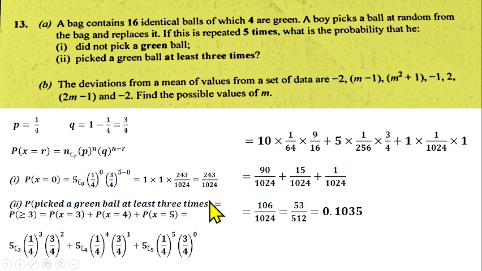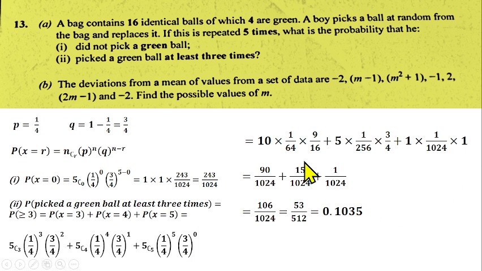If you simplify that further, you'll be having 5 combination 3 is 10, 1 over 4 raised to power 3 gives us 1 over 64, then 3 over 4 raised to power 2 gives us 9 over 16, plus 5 combination 4 is 5, times 1 over 4 raised to power 4, which is 1 over 256, times 3 over 4 raised to power 1, which is 3 over 4, plus 5 combination 5 is 1, multiplied by 1 over 4 raised to power 5, which is 1 over 1024. 3 over 4 raised to power 0 is 1.